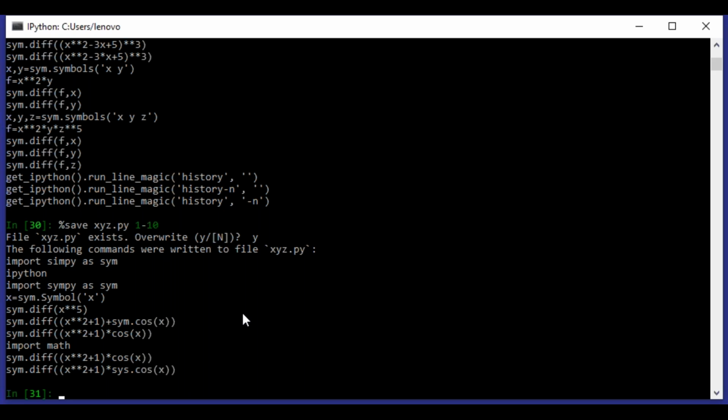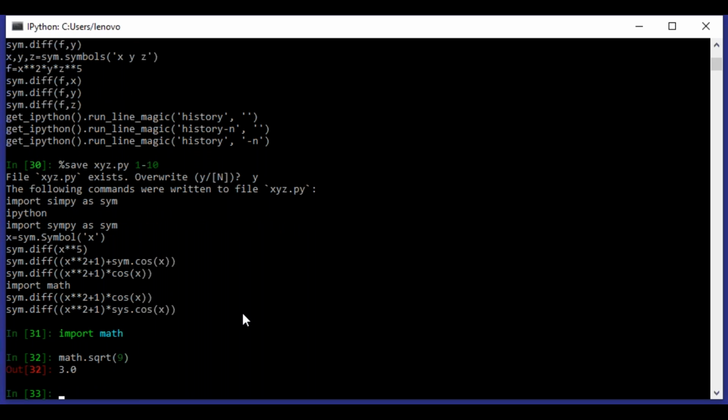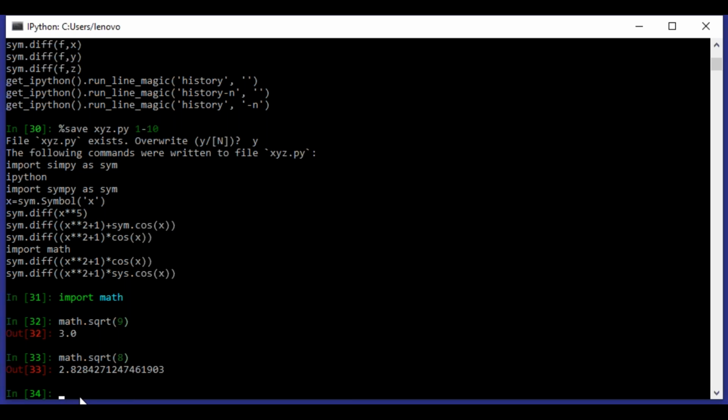I will give you an example. The math package is imported, and I am finding the square root of a number with math.sqrt. The square root of 9 gives 3. Then I am finding the square root of 8. I have got the value 2.82 something.